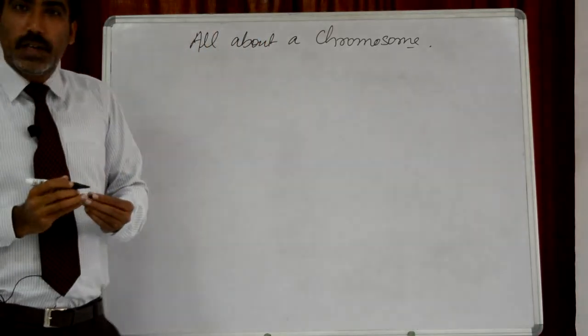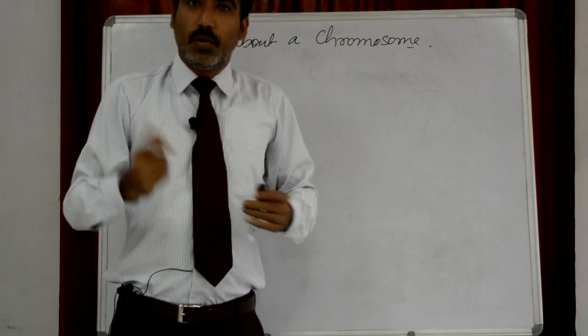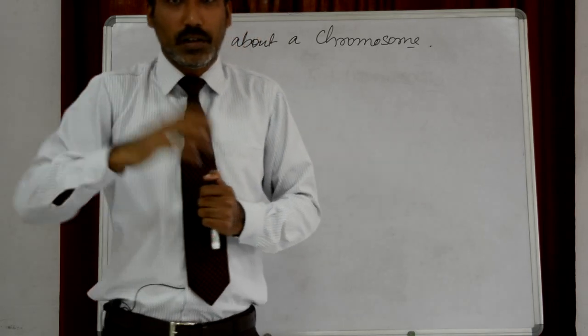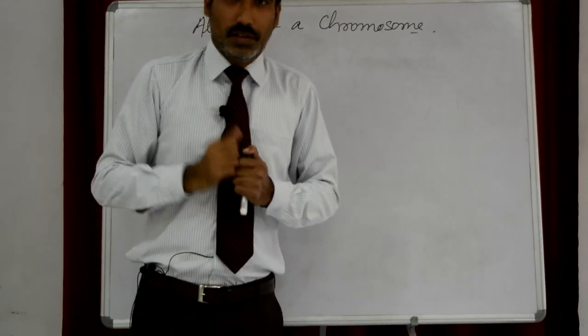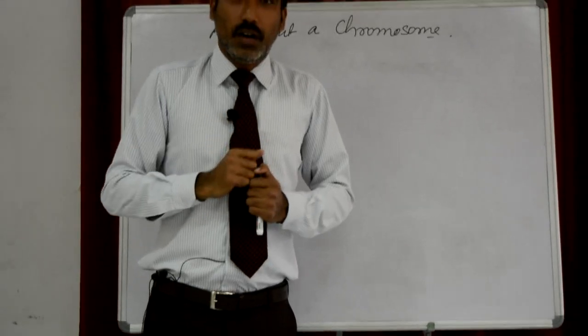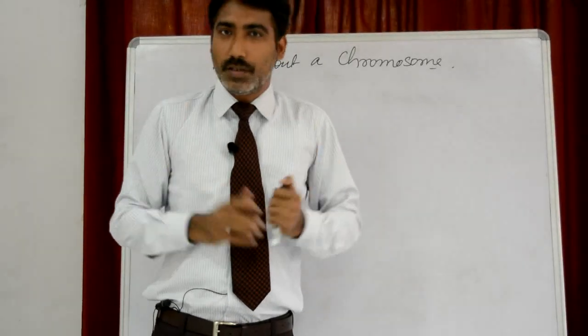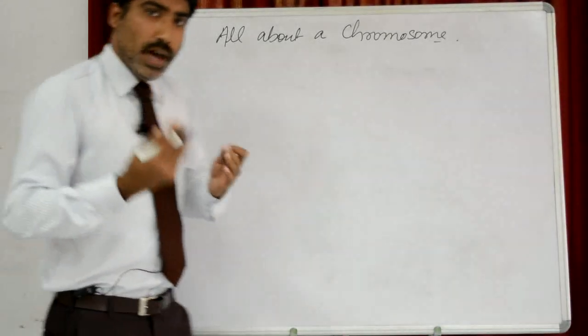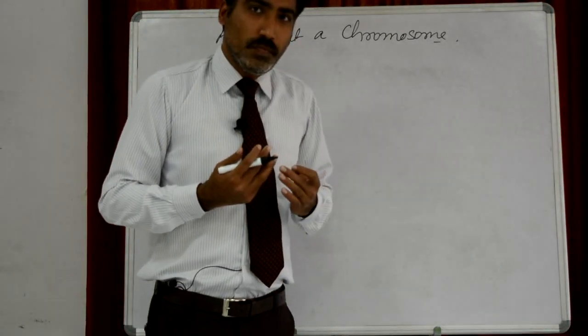As you already know, the chromosome is known as the unit of inheritance because it transfers the character from one cell to another cell and one generation to another generation. So we are going to discuss a lot more things about a chromosome. Do you have any idea about the formation of chromosome?